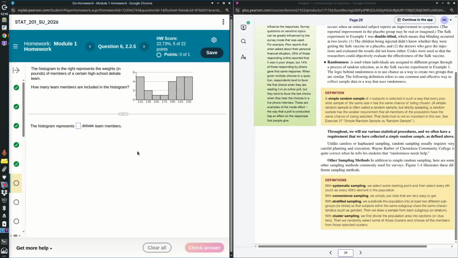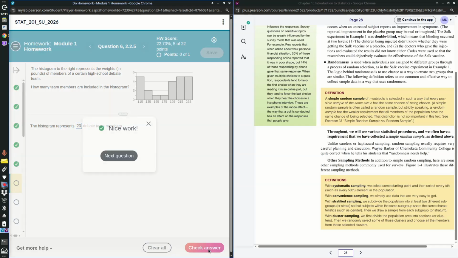Okay, the histogram here, what this is doing is dividing groups based on each weight category. Sometimes these things are a bit silly, like you wouldn't really care about the weight of members of a debate team, but that's what we've got here. So each height represents the number of people. So they're asking basically how many people are on the debate team. So basically you're just adding the height of each bar. So we've got 5 plus 2 is 7, plus 1, 8, plus 1, 9, plus 4, 13, plus 5, that brings my total to 23. So you're just adding the heights of all the bars there.